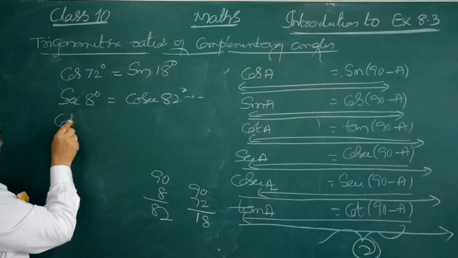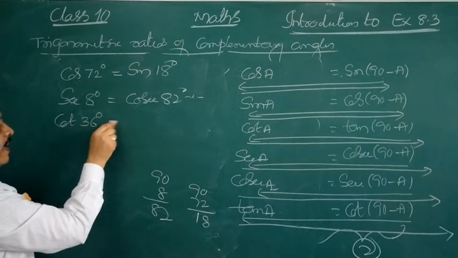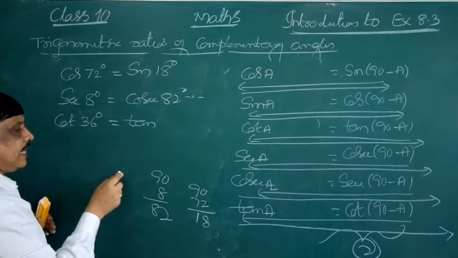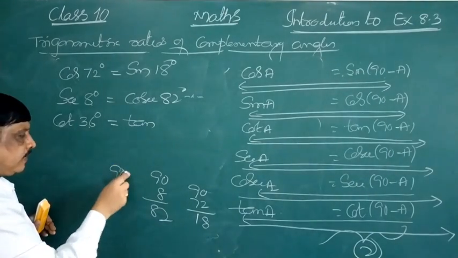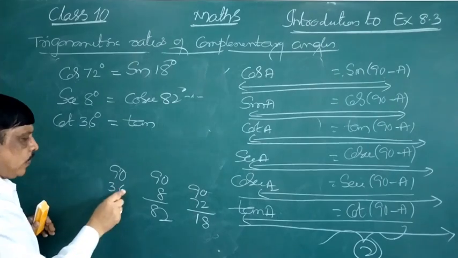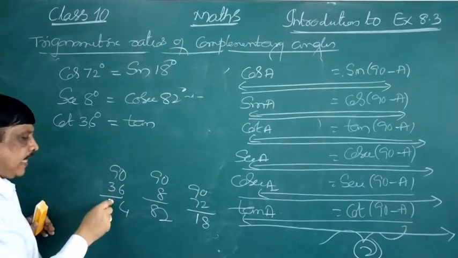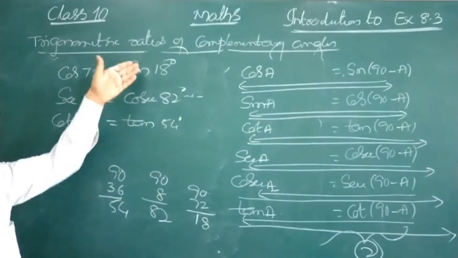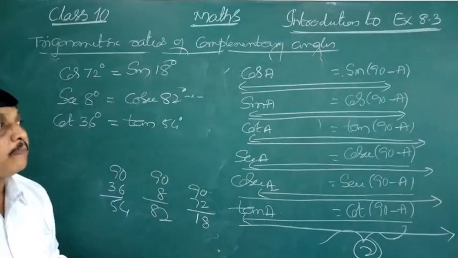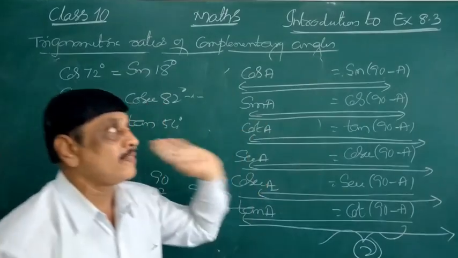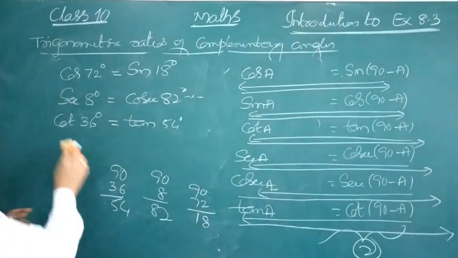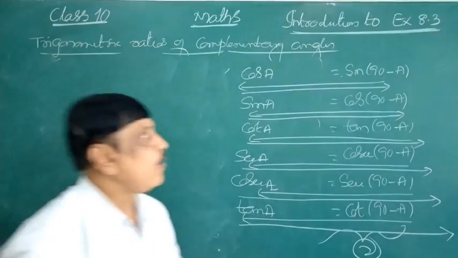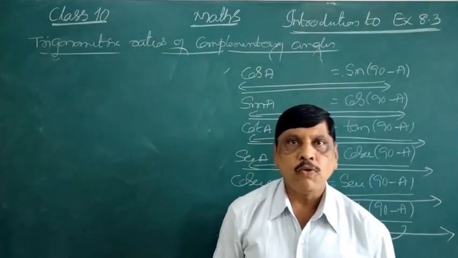Next, cot 36 degrees, cot changes to tan. You write tan and subtract 36 from 90. Practice like this for different angles, then the problems will become very easy in exercise 8.3. I hope all of you understood this. Okay, thank you.